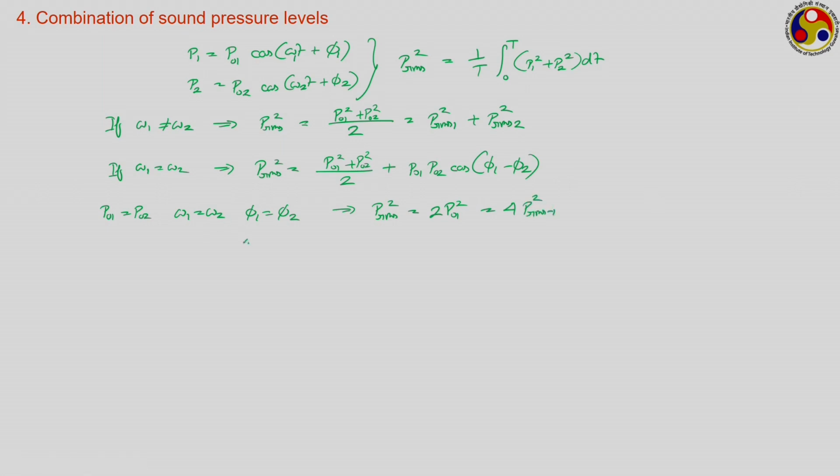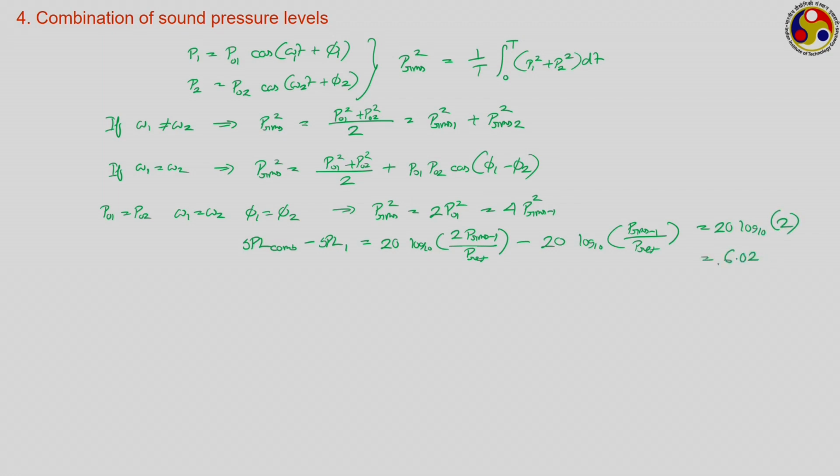If we calculate the sound pressure level of the combined signal minus the sound pressure level for the first signal, then in this special case it will become 20 log 10 of 2 P RMS by P ref, minus 20 log 10 of P RMS 1 by P ref, leading to 20 log base 10 of 2, leading to 6.02.